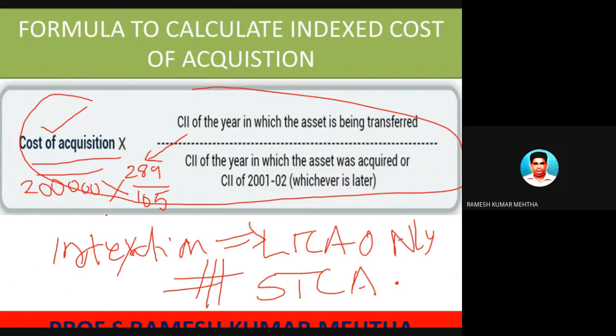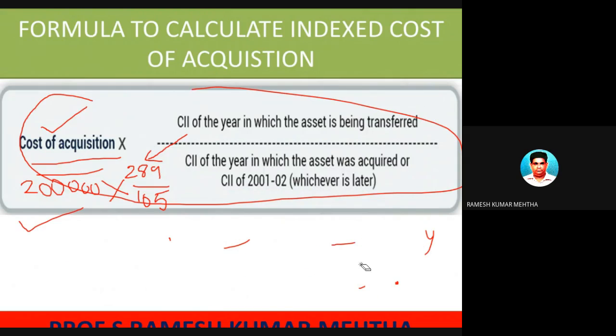So this is the way you do the indexation. Hope you have understood this point. Next point. Now calculate 2 lakhs into 289 by 105.